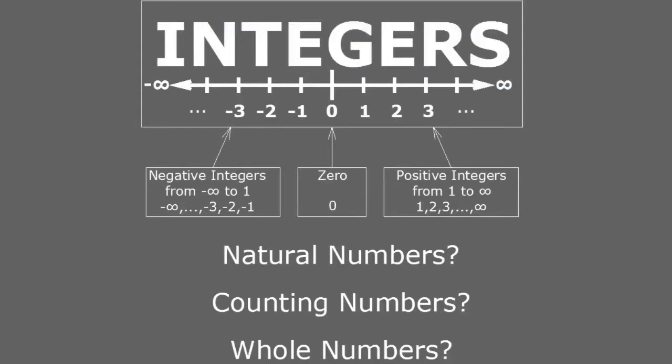What are the integers? How do we classify them? And what exactly are the natural numbers, the counting numbers, and the whole numbers? Let's find out.